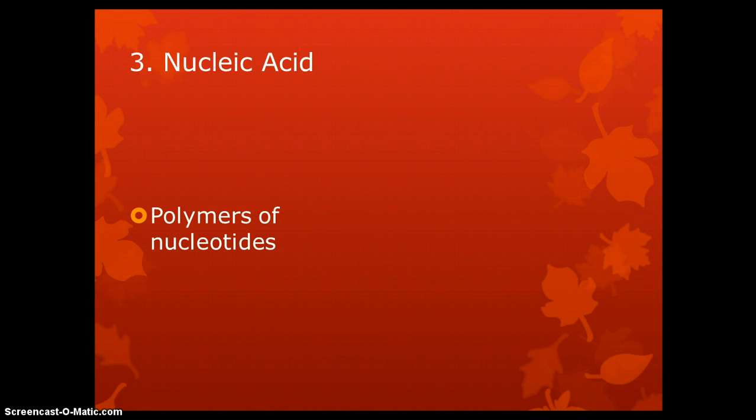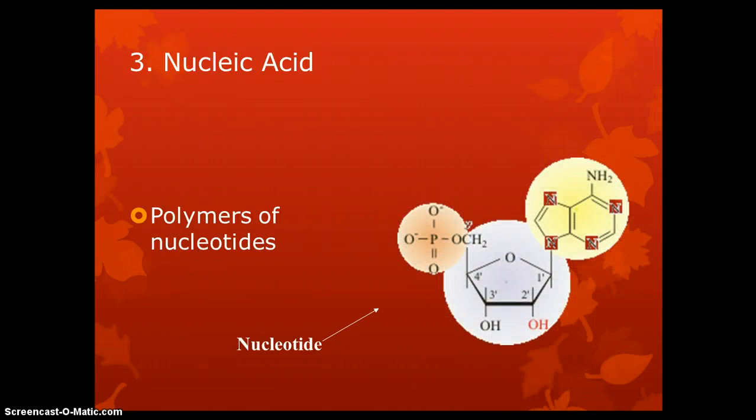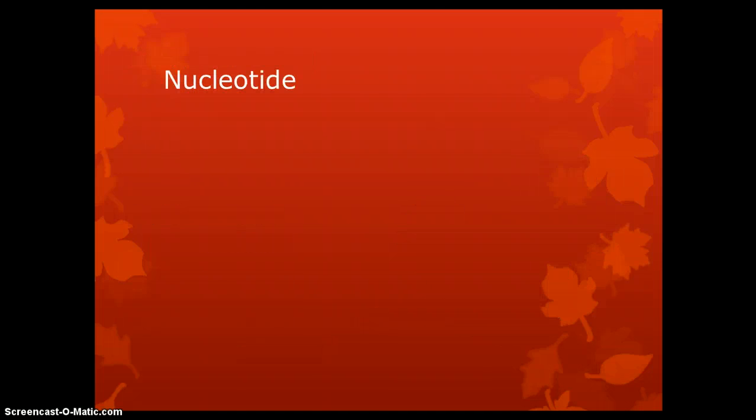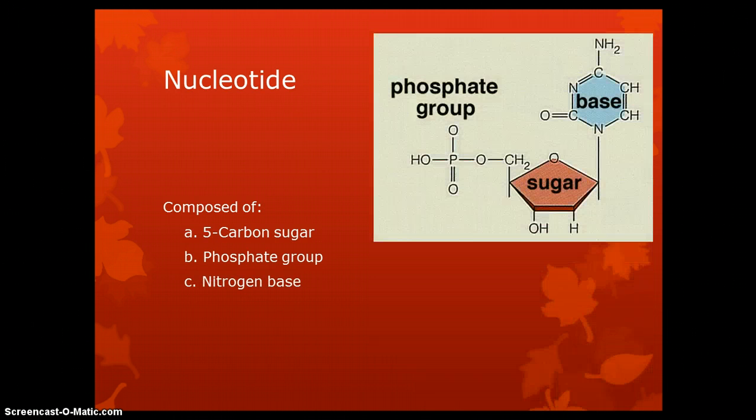The third class of macromolecules are nucleic acids. We'll study nucleic acids in more depth later in the year, but there are some basic things you should know about them. They're polymers with smaller subunits called nucleotides. You can see from the picture that nucleotides have three components, which are highlighted in different colors. The three parts of a nucleotide are a 5-carbon sugar, a phosphate group, and a nitrogen base.